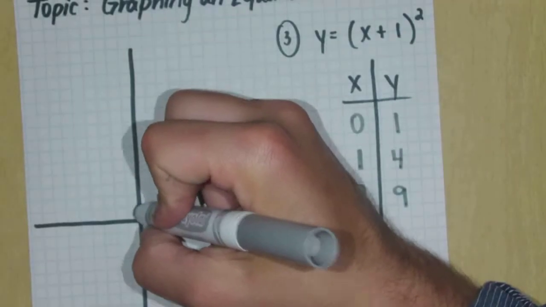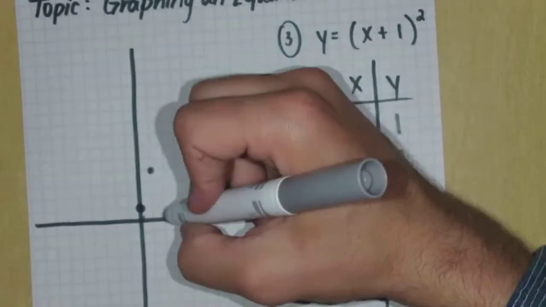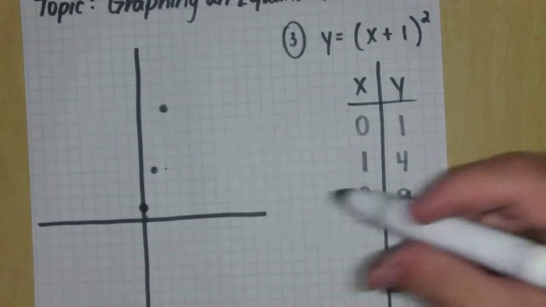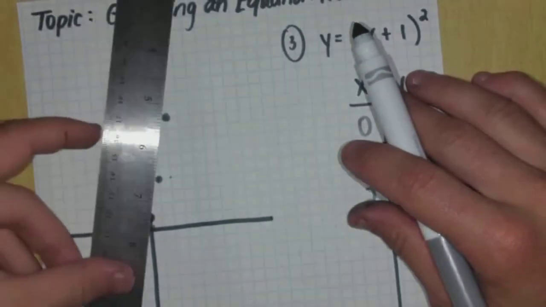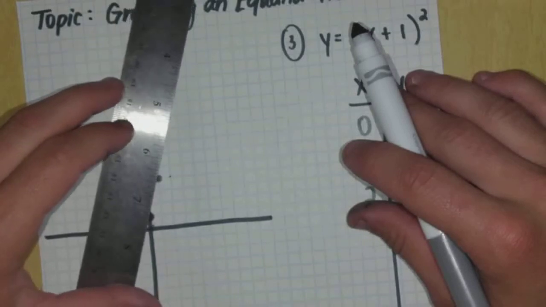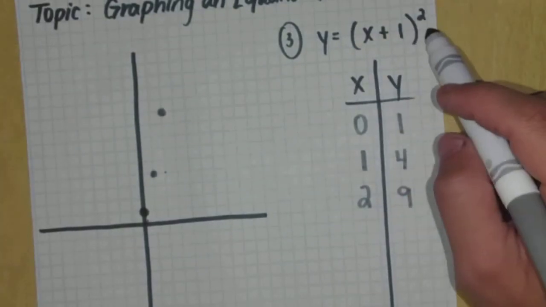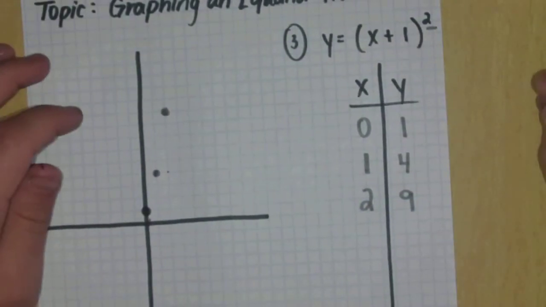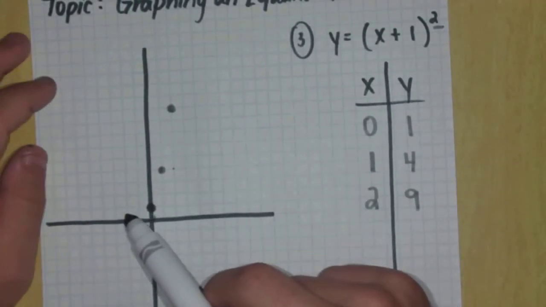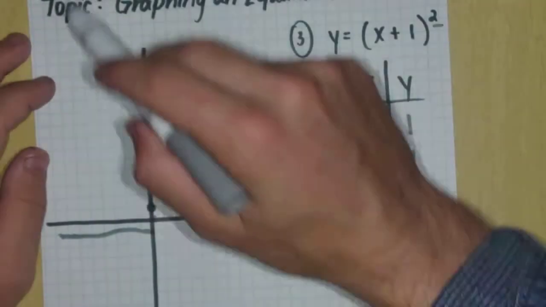0, 1. 1, 4. And 2, 9. Looks like it could be close to a straight line, and it really is close, but it's not quite a straight line. Plus I know when I see that square, I'm thinking that this is going to be some sort of U shape. So I would recommend we plug in some values over here on the x-axis to see if this graph doesn't come down and swoop back up.